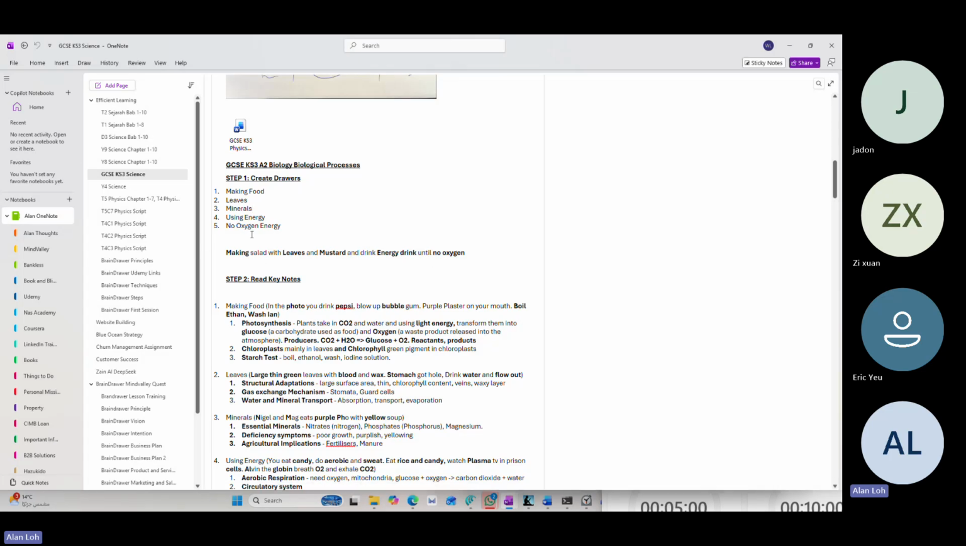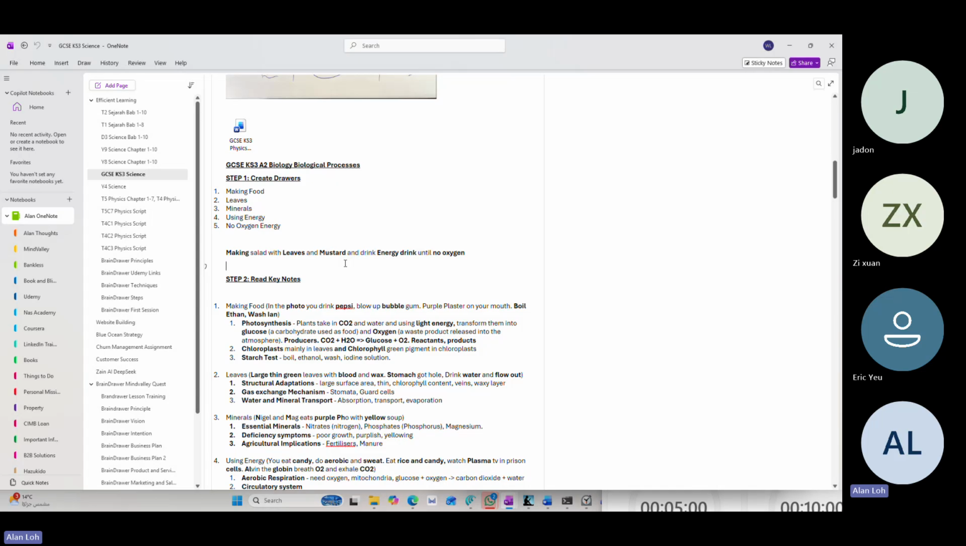So making salad is making food, right? First one, making food. Then the second drawer, leaf, is obviously leaf. It sounds exactly the same. Then minerals is mustard: M for mineral, M for mustard. Using energy is drinking energy drink. No oxygen energy is no oxygen. Okay, so that is step number 1.